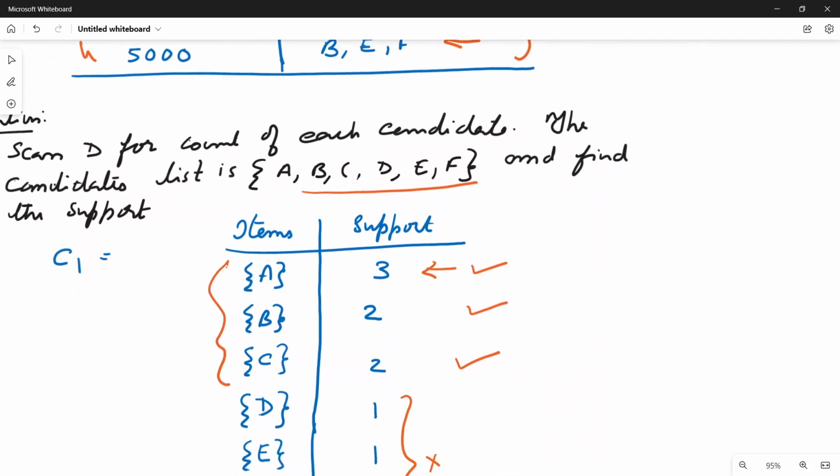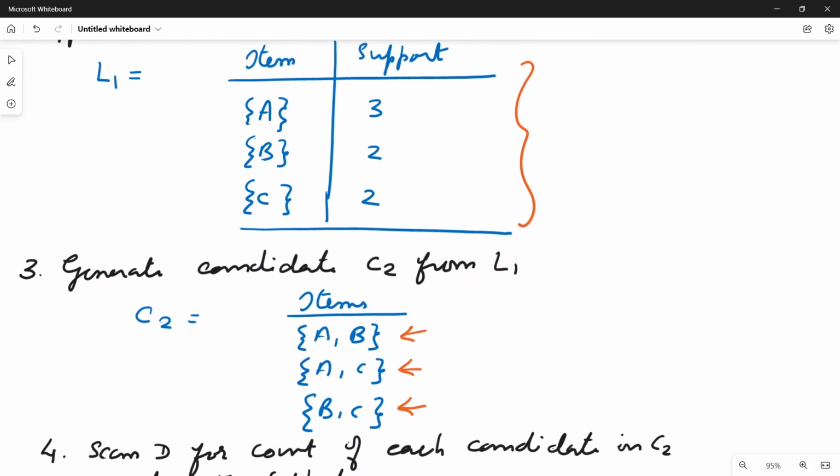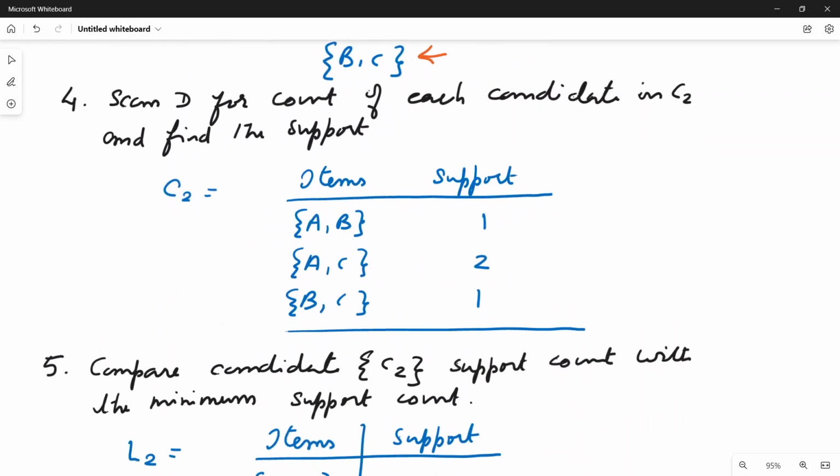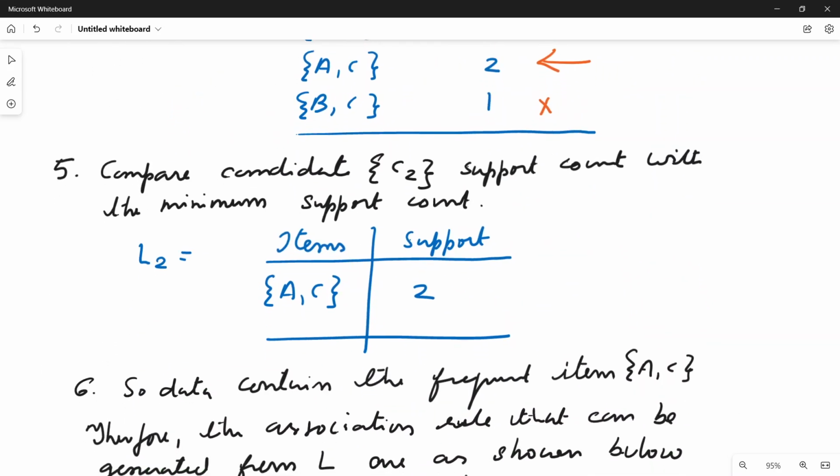So we can just note here how many times each is occurring. AB is occurring 1, AC is occurring 2, BC is occurring 1. So this one is not satisfying the minimum support, this is also not satisfying, and only this one is satisfying the minimum support. In the next step we'll be checking the support and taking out the item set which satisfies the minimum support criteria. We know that here the set AC is satisfying the minimum support, so that is being taken.